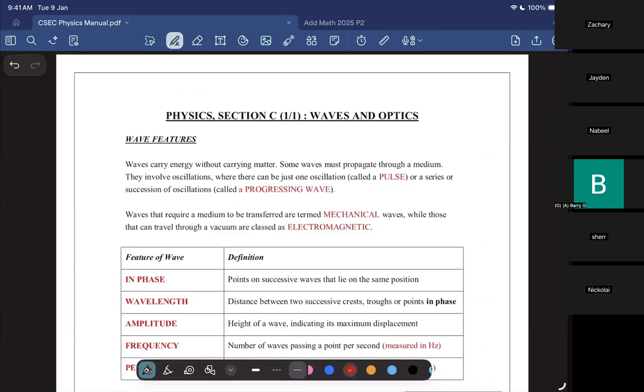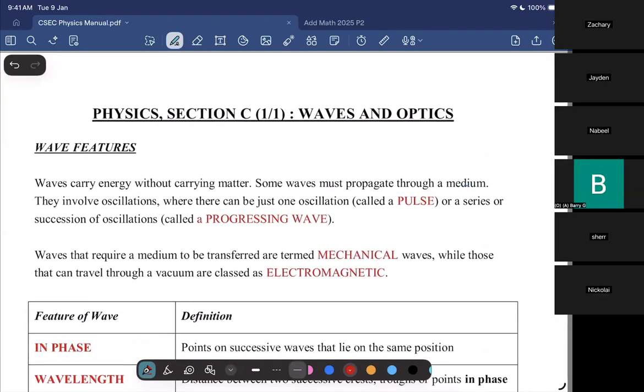So Zachary, I want you to start off by giving wave features a read for me. Waves carry energy without carrying matter. Some waves must propagate through a medium. They involve oscillations, where they can be just one oscillation called a pulse, or a series or succession of oscillations called a progressing wave. Waves that require a medium to be transferred are termed mechanical waves, while those that can travel through a vacuum are classed as electromagnetic.